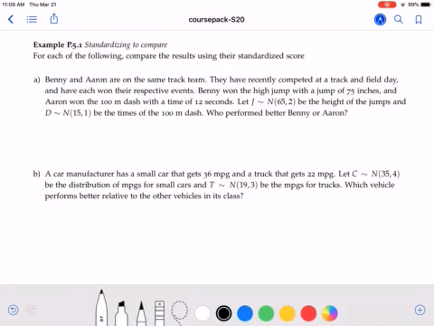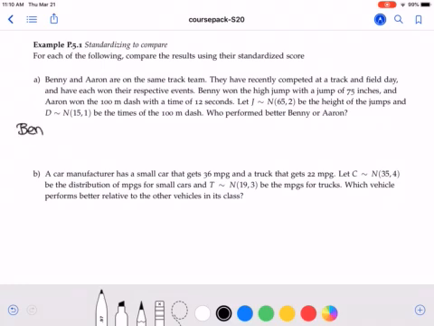and Aaron won the 100-meter dash with a time of 12 seconds. Suppose that the jumps are normal with a mean of 65 and a standard deviation of 2, and that the dash is normal with a mean of 15 and a standard deviation of 1. We're wondering who performed better, Benny or Aaron. We cannot directly compare the jump of 75 inches to the 12-second mark, but what we can do is put them in terms of their respective distributions to see where they fall in that sense. And so we'll be finding a z-score for each of these.